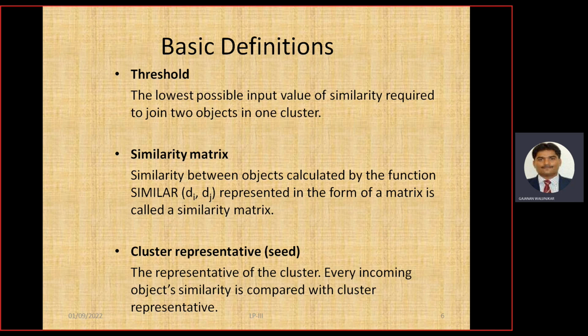Then the similarity matrix. The similarity between objects, calculated by the function similar of Di, Dj and represented in the form of a matrix, is called the similarity matrix. We will also see that in the next slide. Then an important point: the seed or cluster representative. The representative of the cluster is called the cluster representative. Every incoming object's similarity is compared with the cluster representative. That means the cluster representative has some similarity value associated with it, and whenever we compare an outside object to decide whether it belongs to the particular cluster or not, we compare it with the cluster representative value.